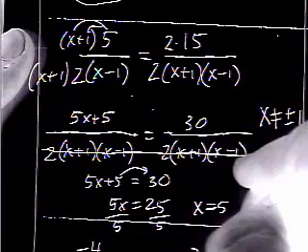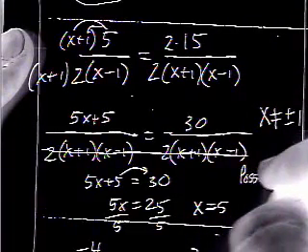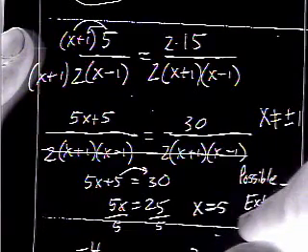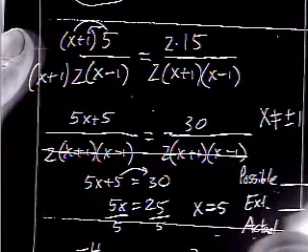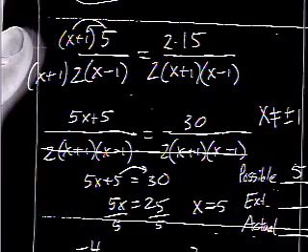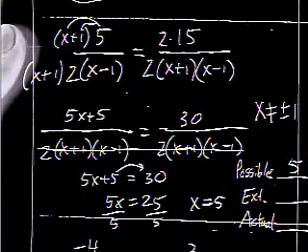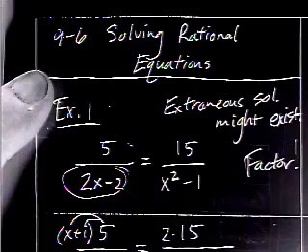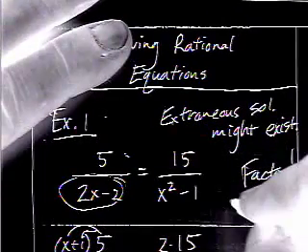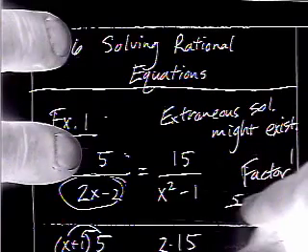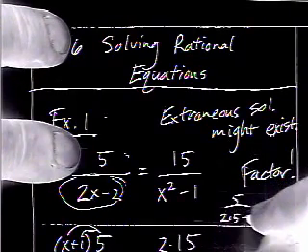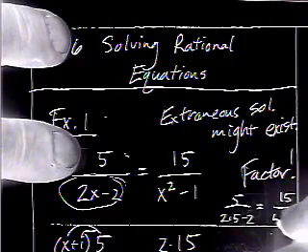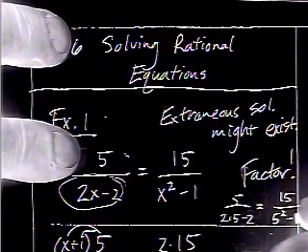Now that's the only possible answer. So remember how we would do possible and extraneous and actual solutions. Well, the only possible solution is a 5. Well, plug it back into the original equation and see if it works. So come back up here to the top. We've got 5 over 2 times 5 minus 2, and we've got 15 over 5 squared minus 1.